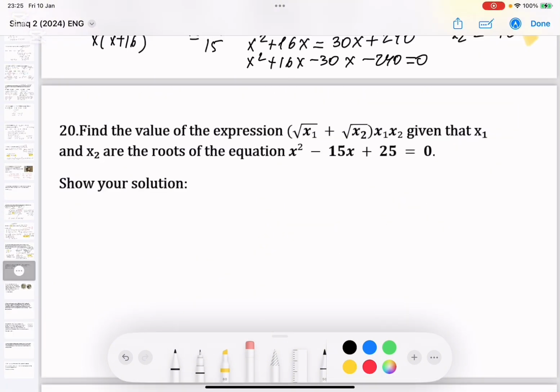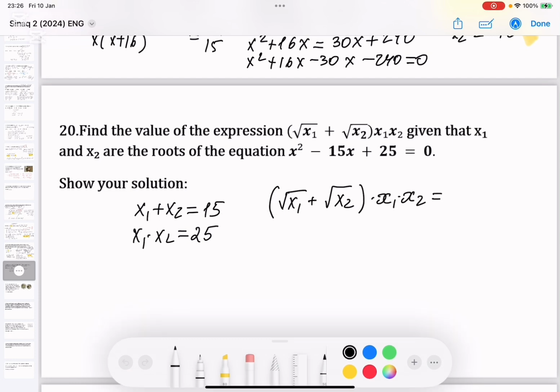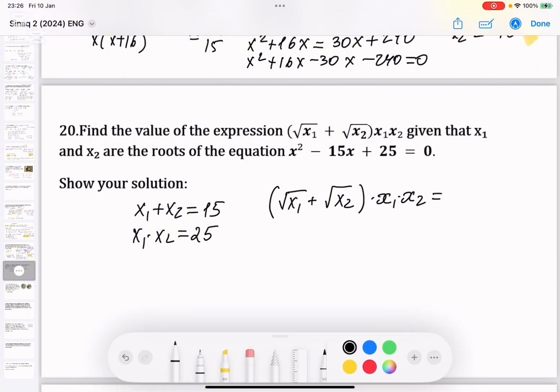Question number 20. Find the value of the expression given that x1 and x2 are the roots of the equation. Using the Vieta theorem, we see that x1 plus x2 is equal to 15, and x1 times x2 is equal to 25. Now we have to find the value of the expression: square root of x1 plus square root of x2, times x1 times x2. Even though we have the product of x1 and x2 given, we don't have the sum of the square roots of the roots of this equation.